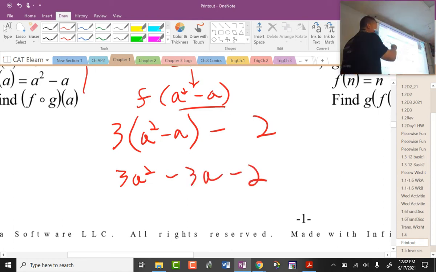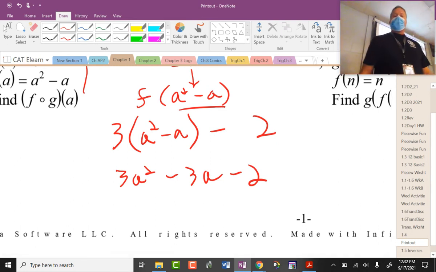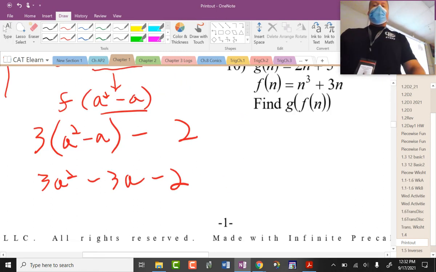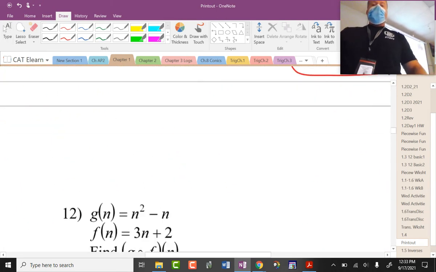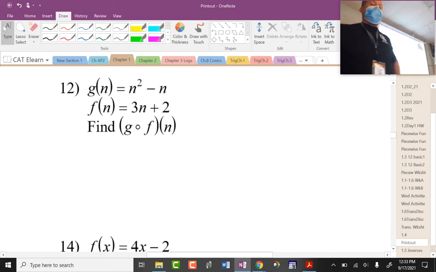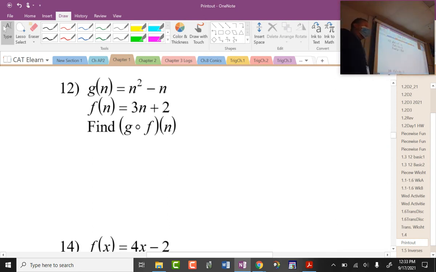So you've inserted one function into another. That's exactly what happened. Way different than anything else. And then over here, this one is already nice and good. Aren't those almost exactly the same, except they're n's instead of a's, right? Can you notice that? What's the difference in this question?